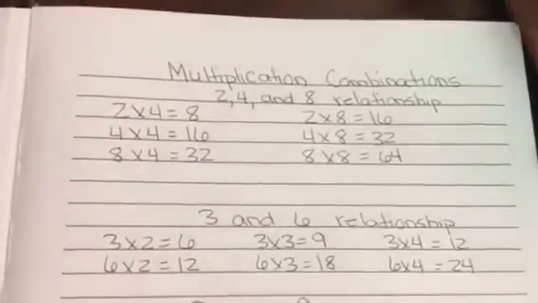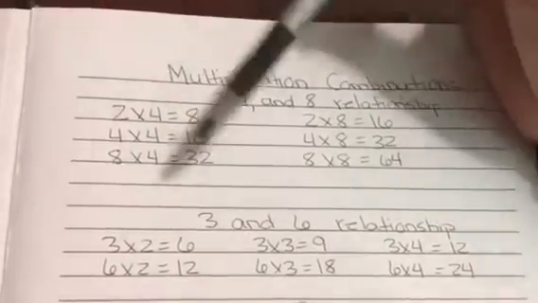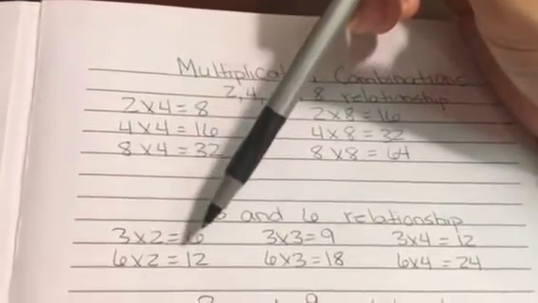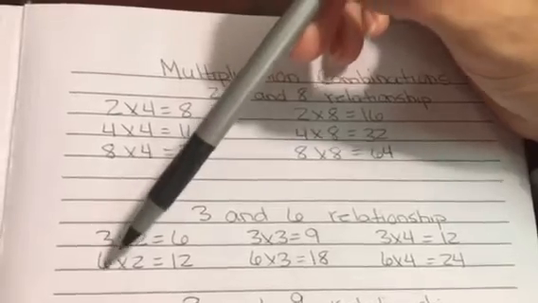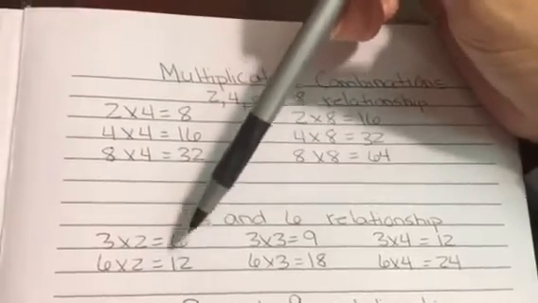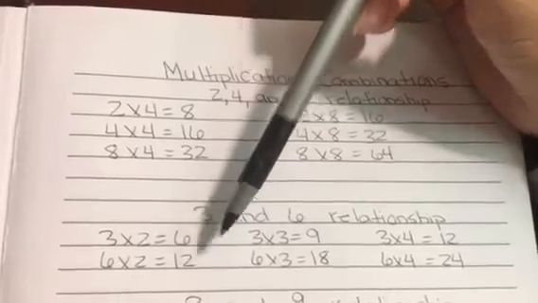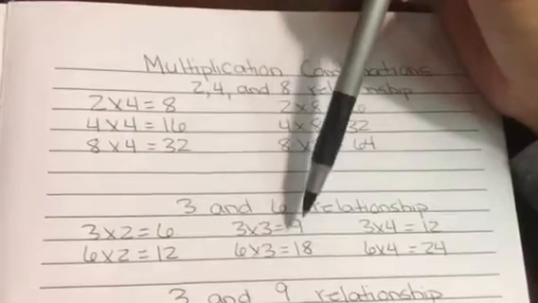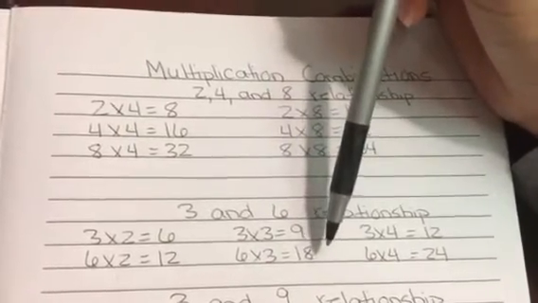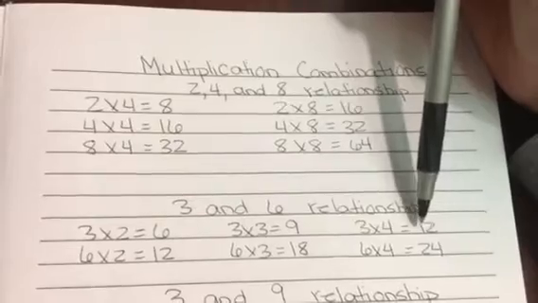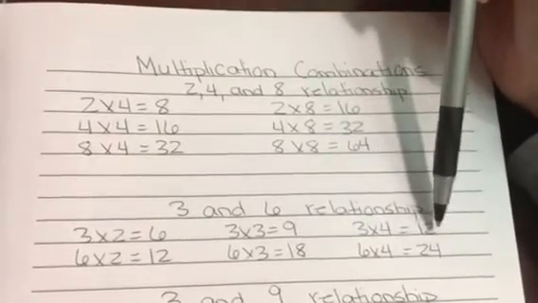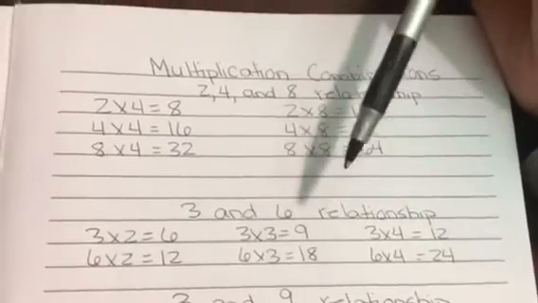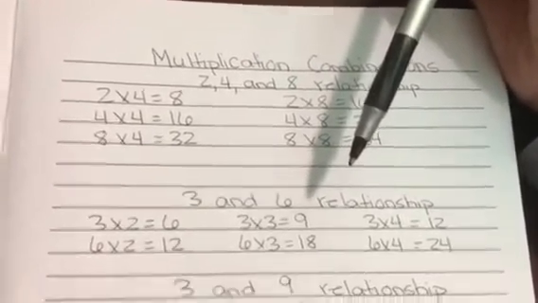Another relationship is your 3 and your 6 relationship. If you notice, we're also doing that double strategy. So if you know that 3 times 2 is 6, then a student should be able to tell me what 6 times 2 would be, because you're doubling that product here. Same thing, 3 times 3 is 9. Then I should be able to tell you what 6 times 3 is, because I've doubled to get the 18. 3 times 4 is 12. I can tell you then what 6 times 4 is, because I've doubled to get the 24. So 3 and 6 have that double relationship pattern.